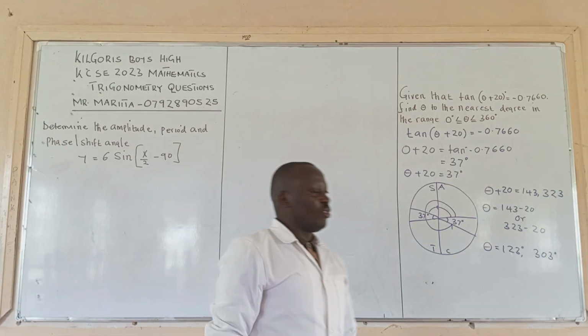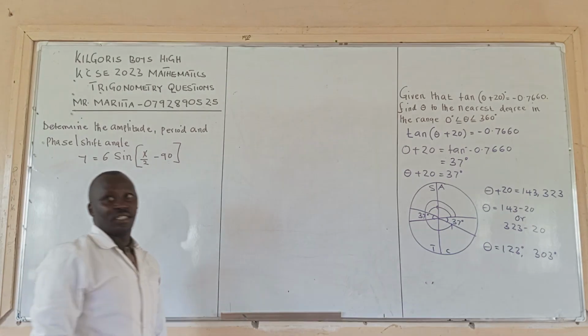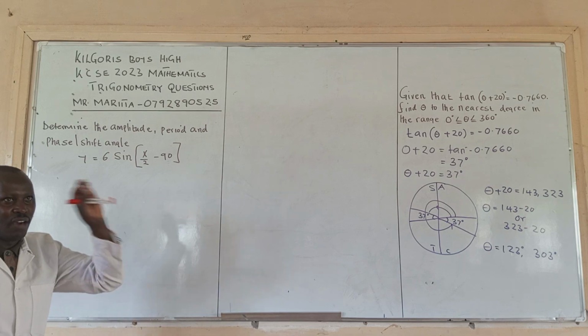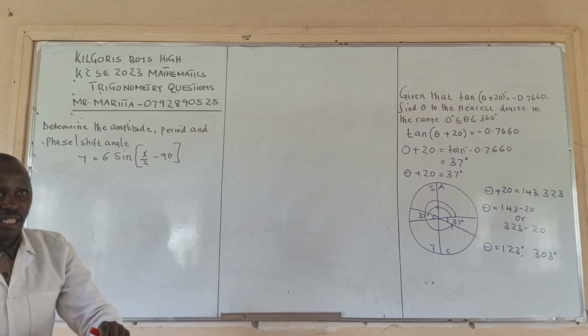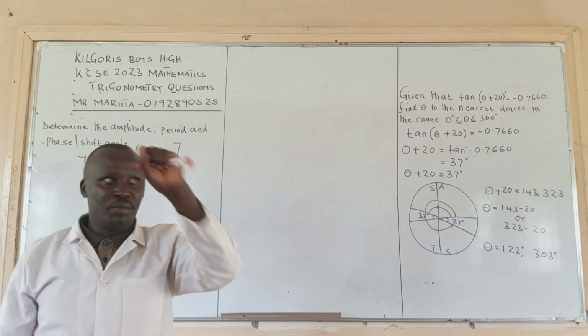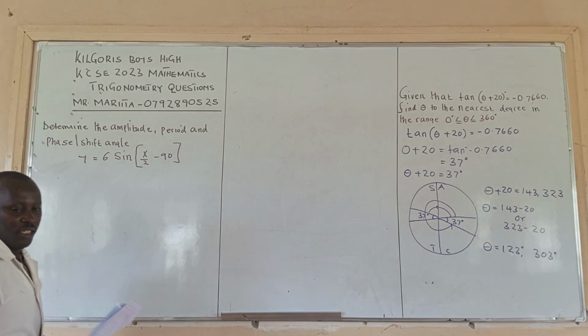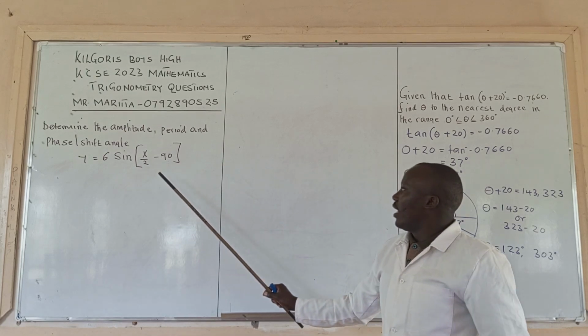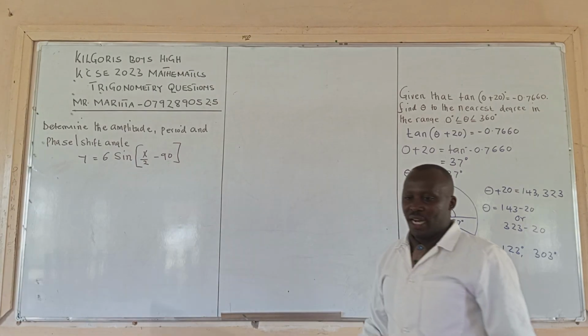This is the easiest question. In fact, these are 3 marks. There is not a lot of work here. This is the easiest ever question that a candidate or a student should not miss. So what we have here is y is equal to 6 sine x all over 2 minus 90.